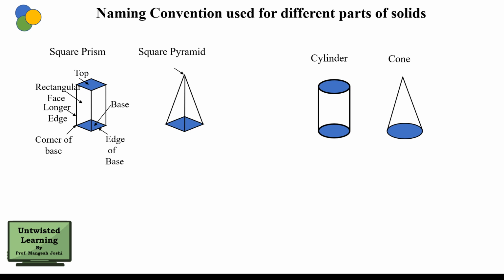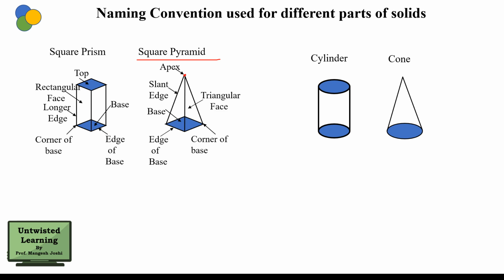Now coming to the square pyramid. Since it is a pyramid, this topmost point is called the apex. This is called a slant edge. This is called the base. This is called the edge of the base. This is a corner of the base, and this is a triangular face. So it is a square pyramid, and it will have four triangular faces.